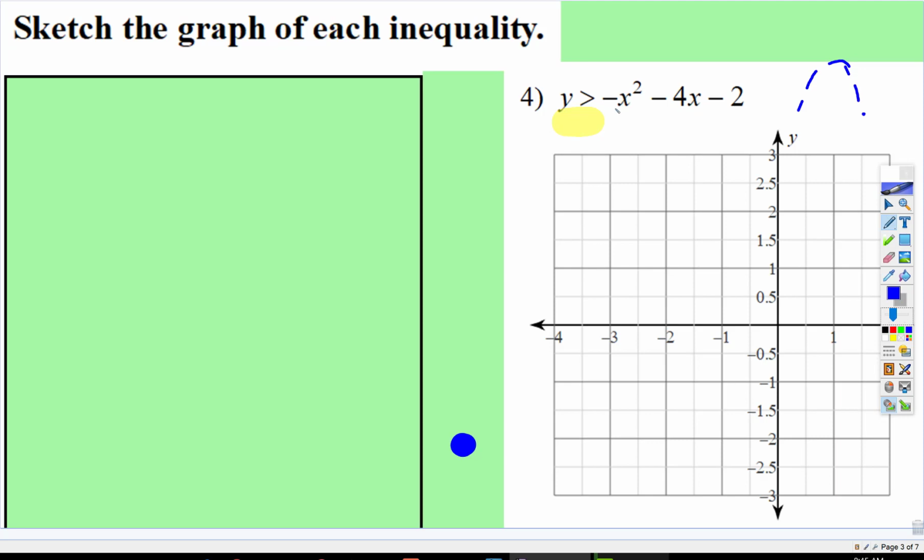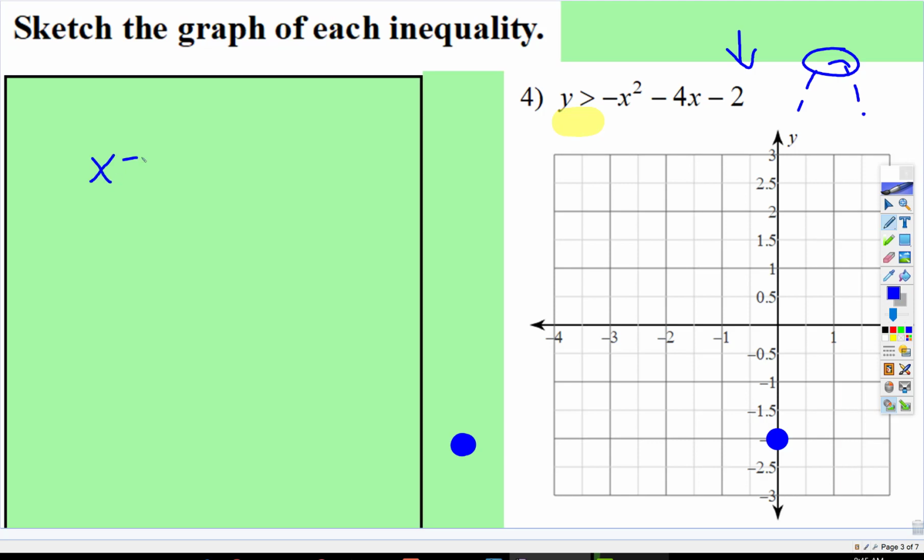Again, we can already tell that there aren't going to be factors of -2 that add up to -4. So an easy way to figure this out, well, first determine where is it going to touch the y-axis. Well, it's going to touch the y-axis down there at -2. And if we find the vertex, then we can just find the symmetry and then we have it graphed.